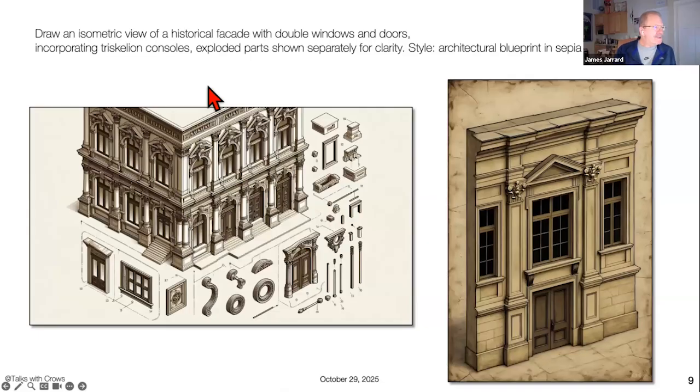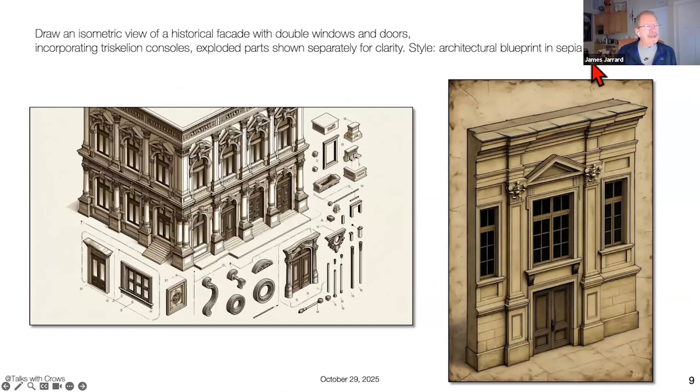The prompt was: draw an isometric view of a historical facade with double windows and doors, incorporating Triskelion consoles, exploded parts shown separately for clarity, style architectural blueprint, and sepia tones. Sepia. Is that how you say it? Sepia. I probably got this Triskelion wrong as well. But look at what it comes up with.